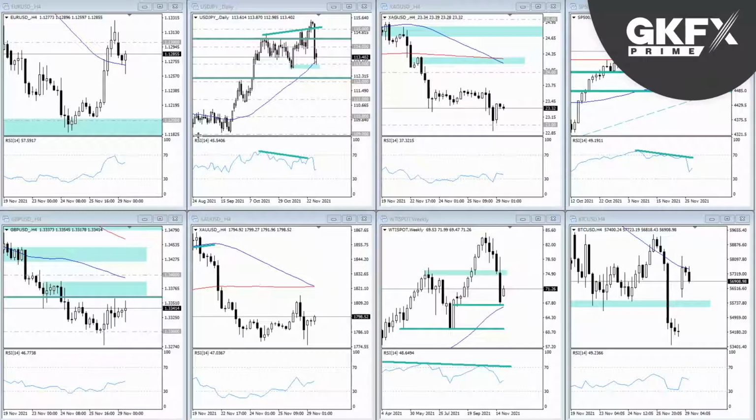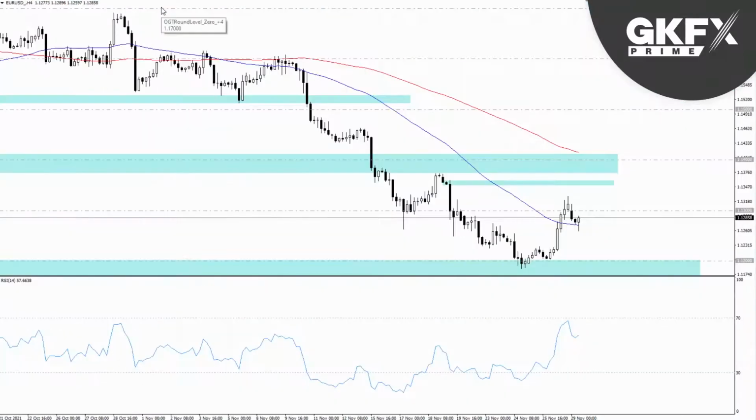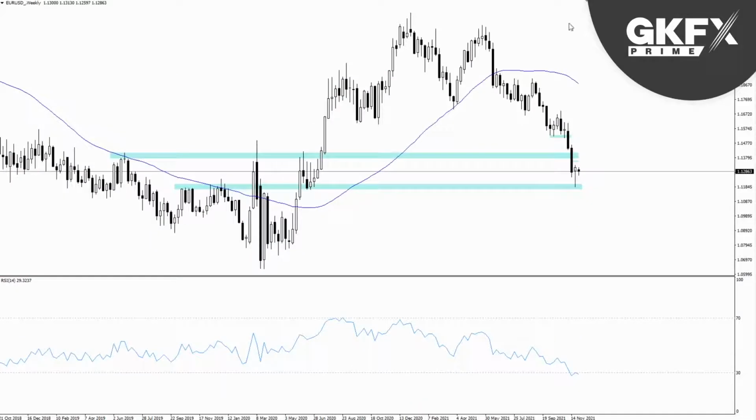Right, let's have a look at the euro dollar. We normally start with the currencies, work our way through to the commodities, then indices. So let's start with the currencies, and let's just pull ourselves out a little bit.